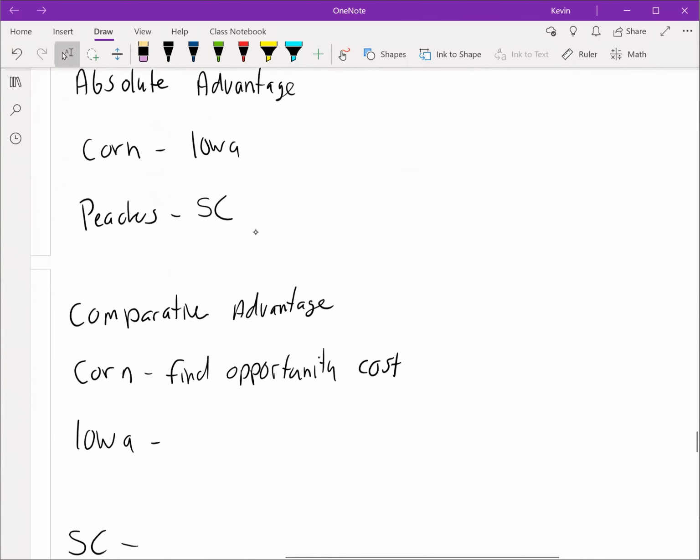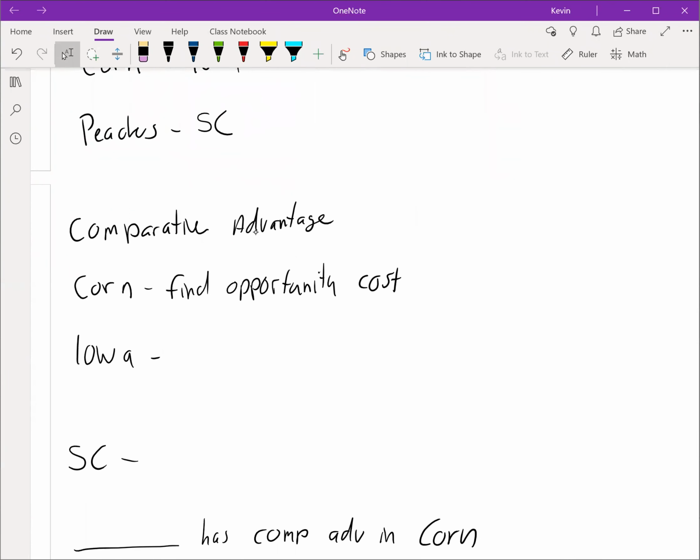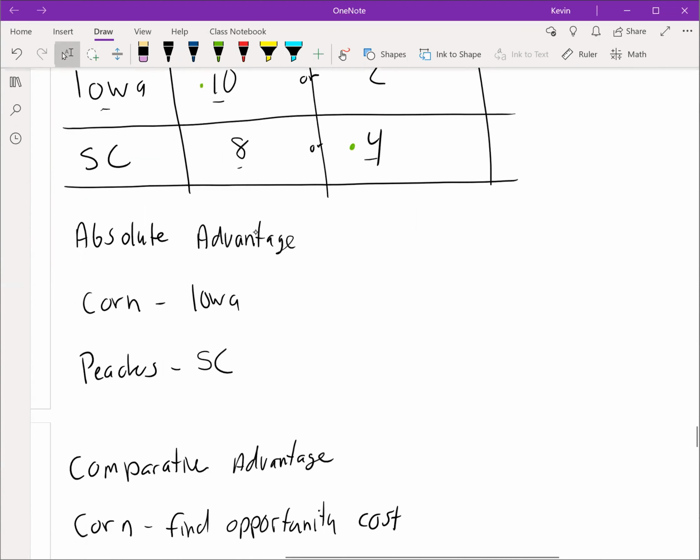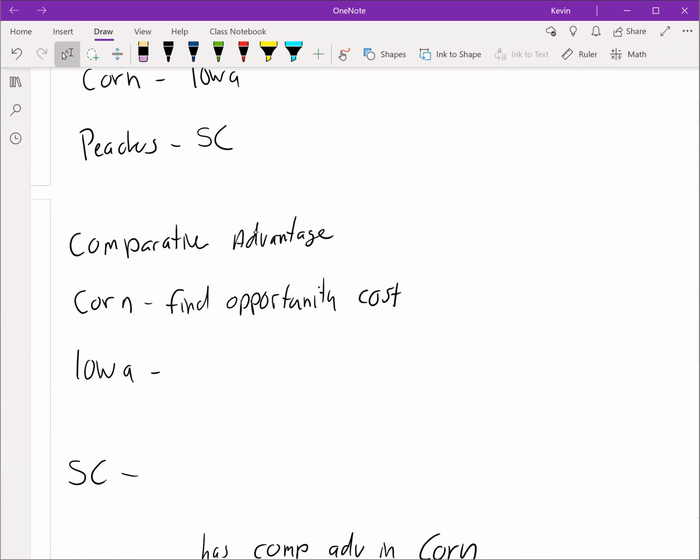Then, to find comparative advantage, we have to find the opportunity cost and pick the country or state, in this case, that has the lower opportunity cost. And when we talked about opportunity cost, for corn, we want to know how many peaches it takes to get 1 unit of corn. So what we'll do, like we said earlier in the chapter, is take the number of peaches divided by the number of corn that we can produce. And again, that way we're seeing how many peaches we have to give up for 1 unit of corn.